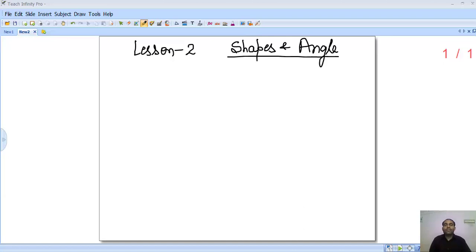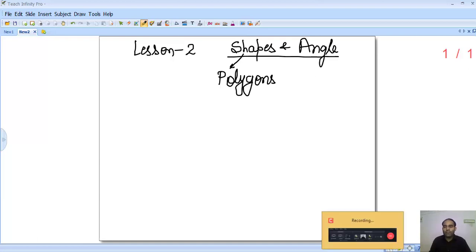Hello students, today we are going to start our new lesson, that is shapes and angles. About the shapes I have told you in the previous lesson, lesson number 1, that is about polygons. Okay, and now in this chapter we will learn about angles.